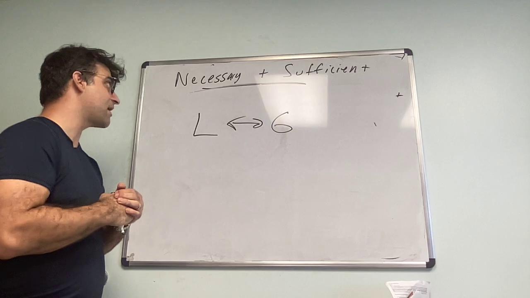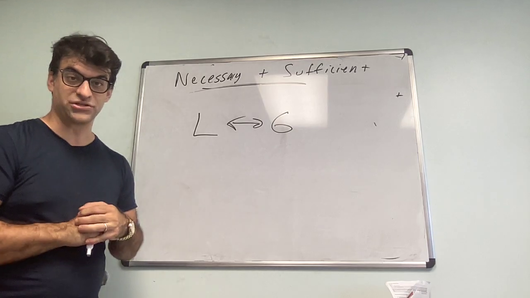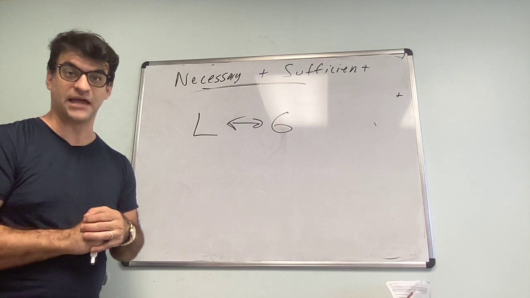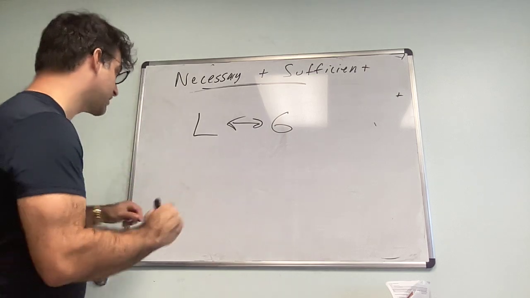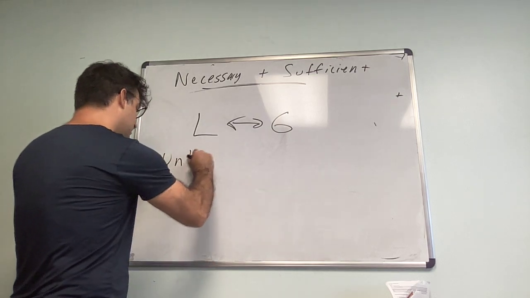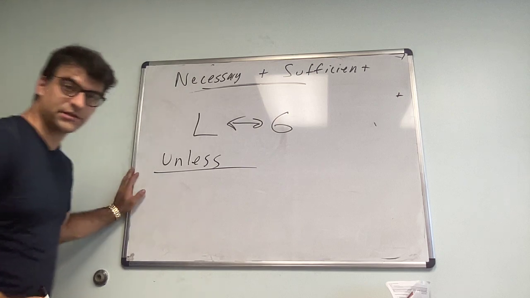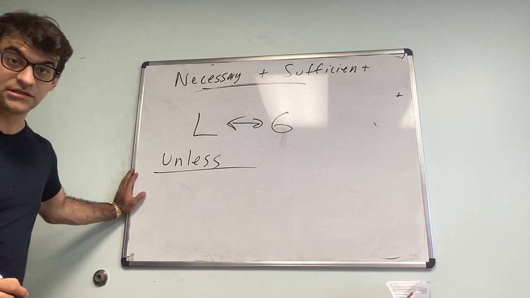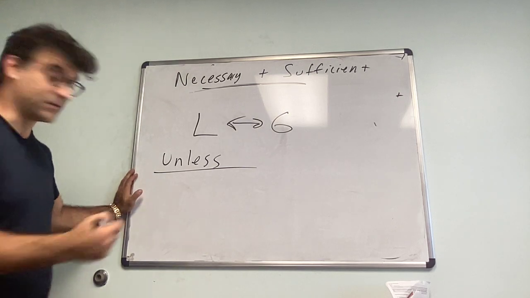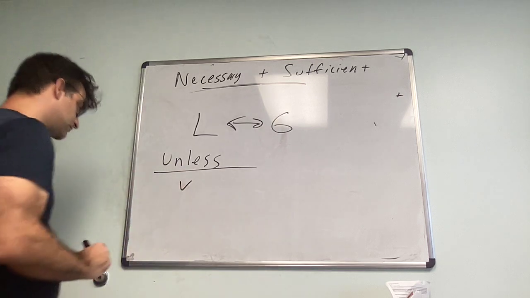The last language terminology thing I want to do is unless. Unless. Yeah, I'll tack it on here. Unless. Okay. The simplest way to translate unless is with or, the wedge. Okay.